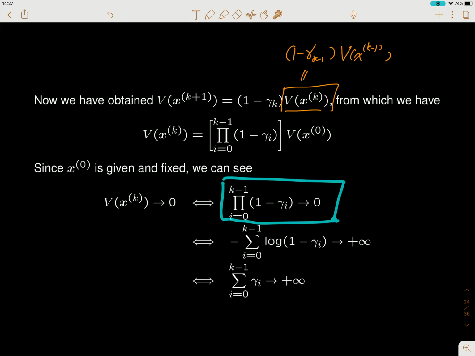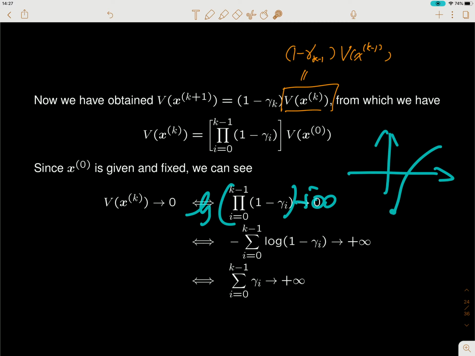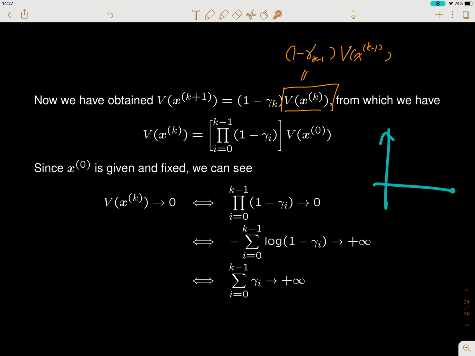Remember that when I take a logarithm, if this term goes to 0, then the logarithm of this will go to negative infinity. Right? Recall the plot of a log function. This is x, and this is the log of x. So you can see that when x goes to 0, where x means this whole thing here, the log of x goes to negative infinity. So the negative log of this will go to positive infinity, right?